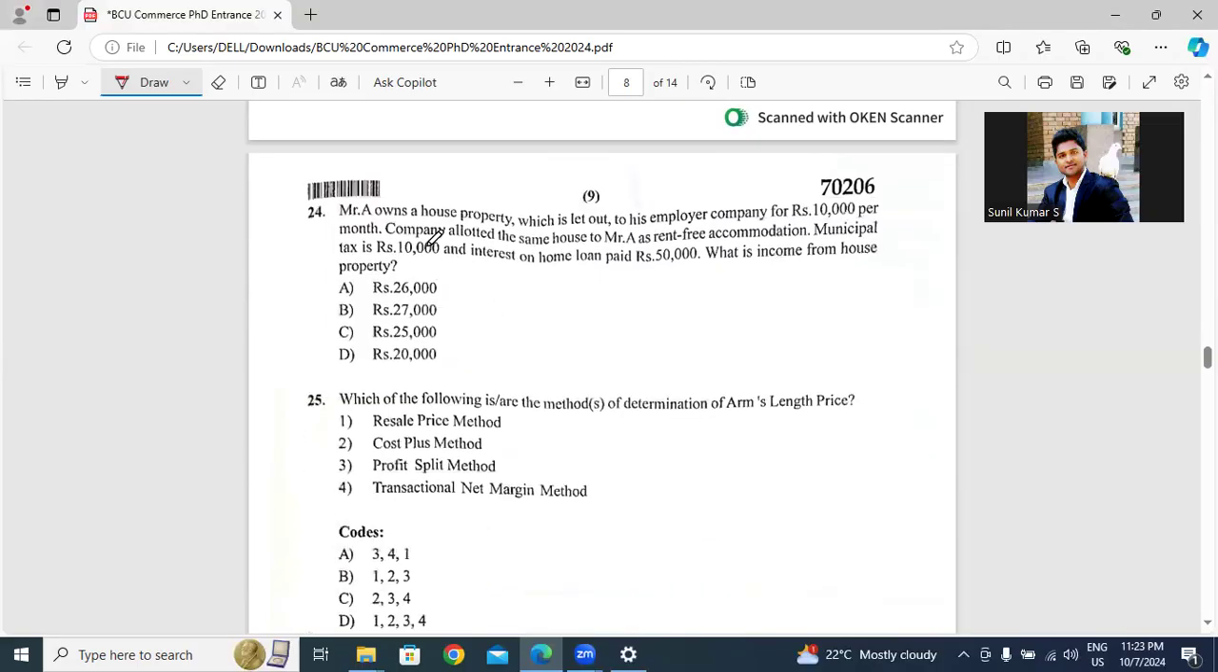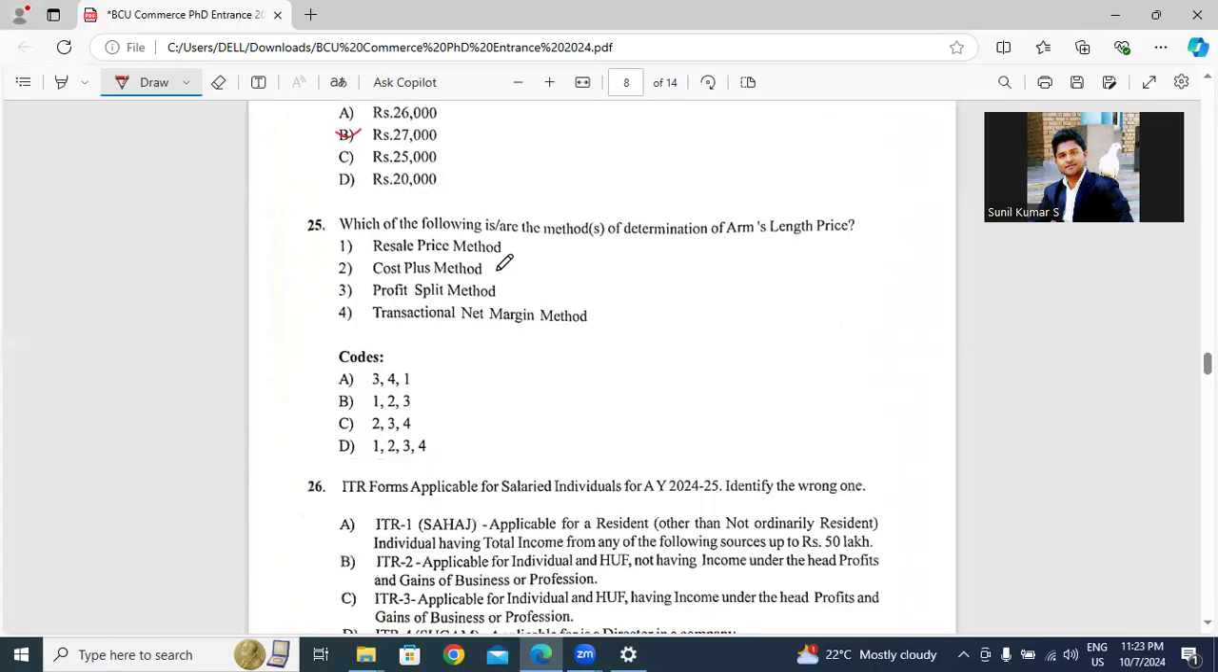Next, 24th one, a man owns a house property which is let out to his employer company for rupees 10,000 per month. Company allotted the same house to Mr. A as rent-free accommodation. Municipal tax is 10,000 and interest on home loan paid 50,000. What is the income from house property? It is very simple calculation and we get the answer 27,000. Which of the following is are methods of determination of arm's length price? So 25th question, the answer is 1, 2, 3, 4 because all the methods are included here.